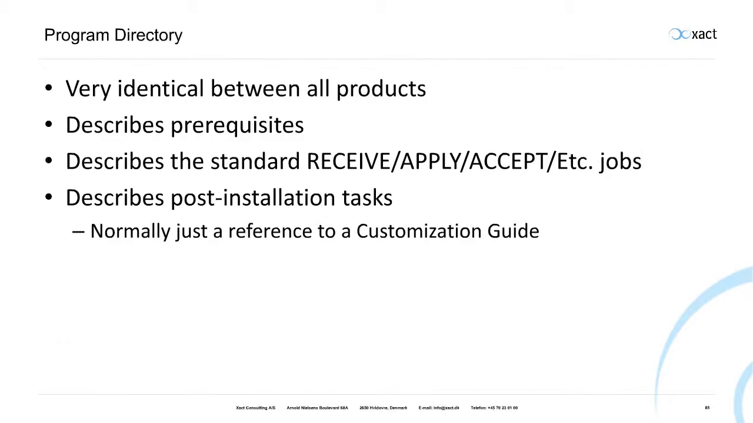The program directory is a PDF document, which is quite identical between all products. The only thing a packager would change between versions would normally be the version numbers of the product itself, and of its prerequisite products.